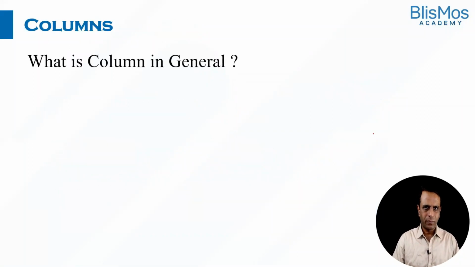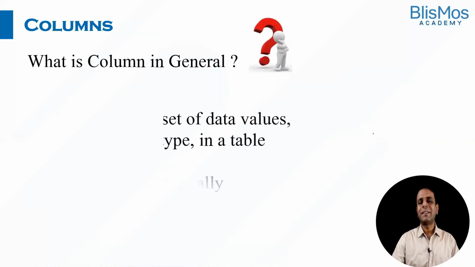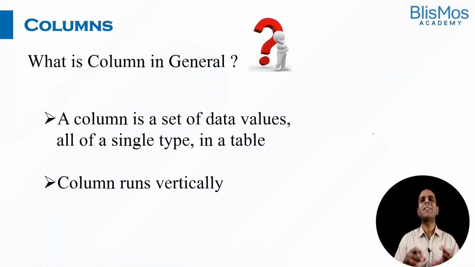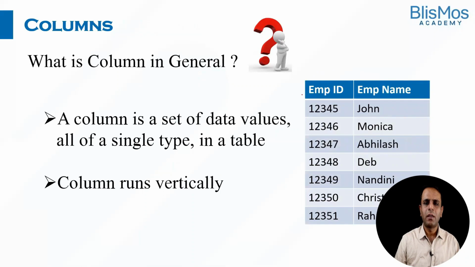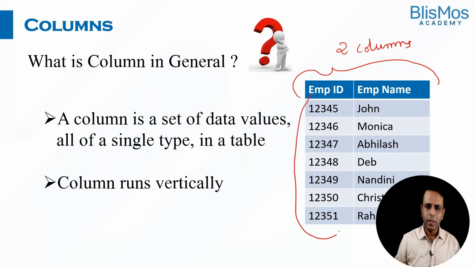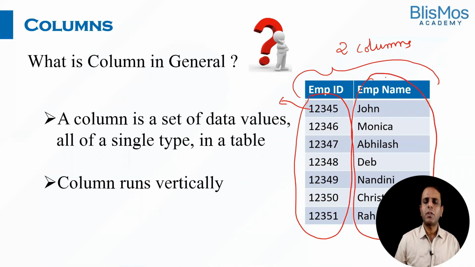If I ask you a simple question, what is column in general, what would be your answer? The answer is, the column is nothing but a set of data values, all of a single type in a table. Let us take an example here. So this is a data frame with 2 columns. Now, if you look at the column here, it is a set of data values. One column is of employee. It is a set of data values of a single type. In this case, it can be only either string or int, one of that. In the other case, if you see, the employee name is one more column which has only string values, and also, as we know, the column runs vertically. This is a simple way of understanding what is column.